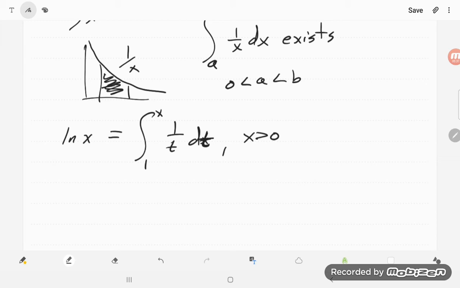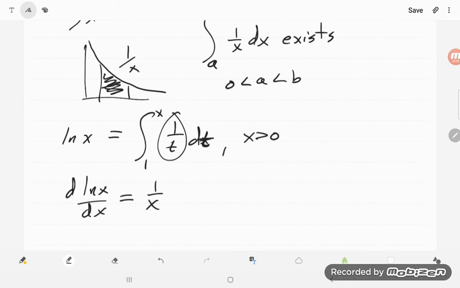Okay, so we define it that way, and then, again by the second fundamental theorem of calculus, the derivative of the natural log of x is equal to 1 over x, right? It's right there. And so there we have this function.